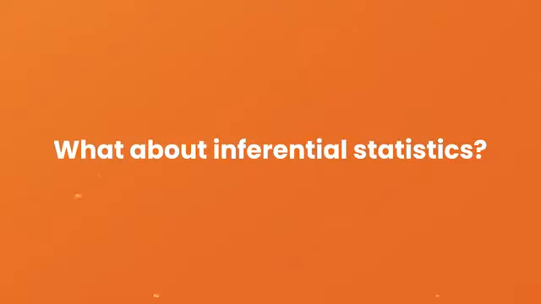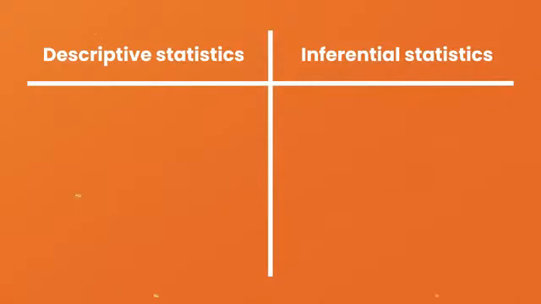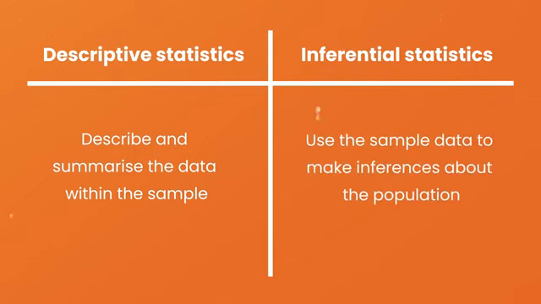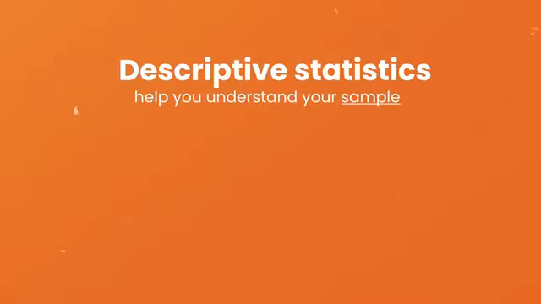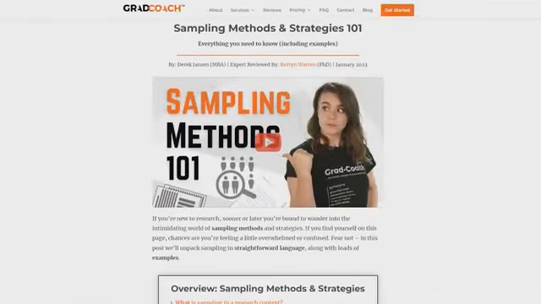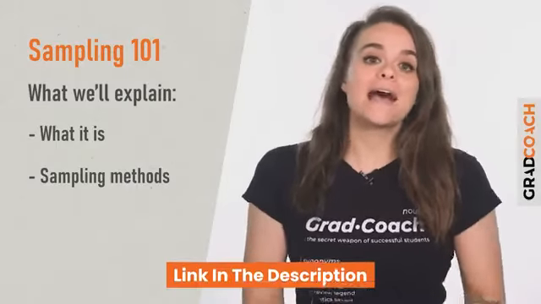Now, you may have also heard the term inferential statistics being thrown around, and you're probably wondering, how's that different from descriptive stats? Well, simply put, descriptive stats describe and summarize the data itself, while inferential statistics use the data from a sample to make inferences or predictions about a larger population. Put another way, descriptive stats help you understand your sample, while inferential statistics help you make broader statements about the population based on that sample. If the concepts of samples and populations sound a little bit foreign to you, don't worry, we've got an explainer video covering exactly that, and we'll include a link in the description.